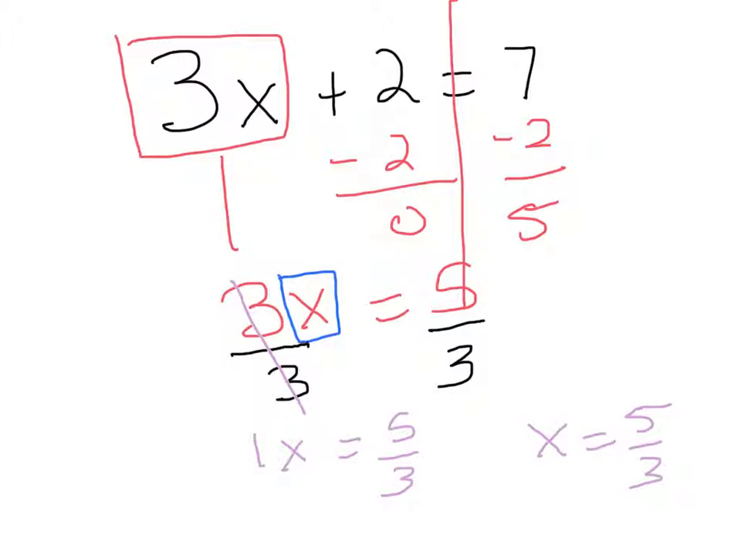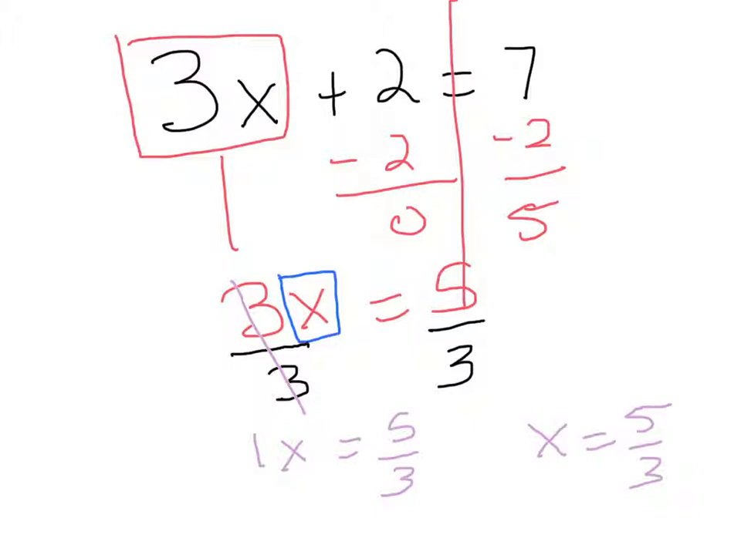I still did all the same steps. One, I circled my unknown variable and got rid of the other number that was by it. Or if it was just like this, I would just circle my variable because there's no other number other than what I'm multiplying by it. And I had to divide.